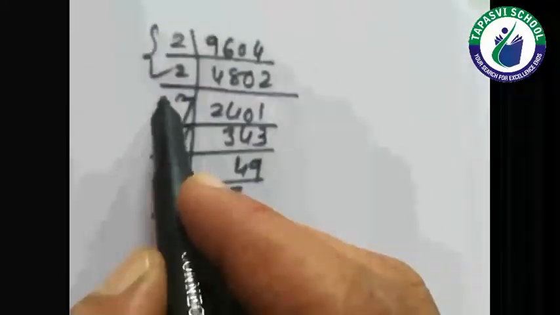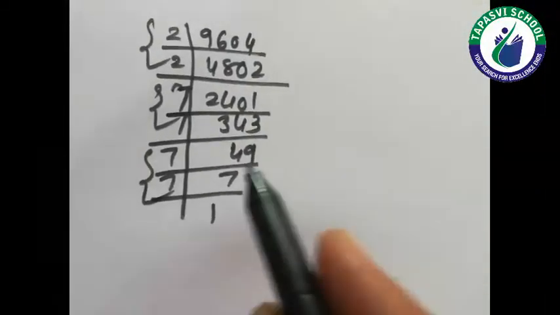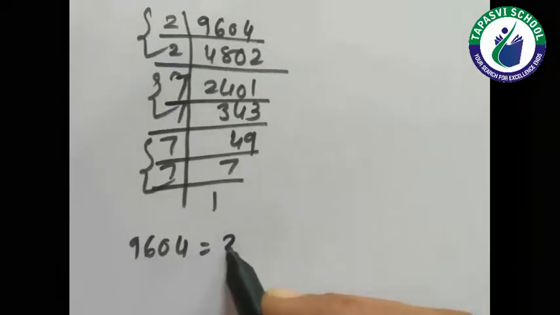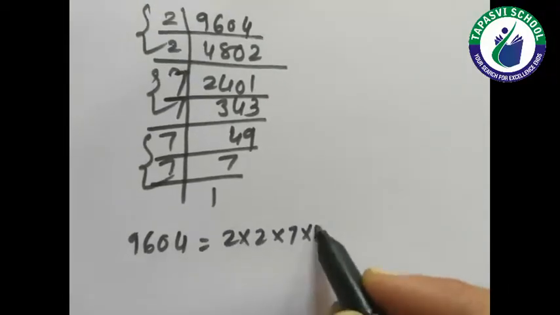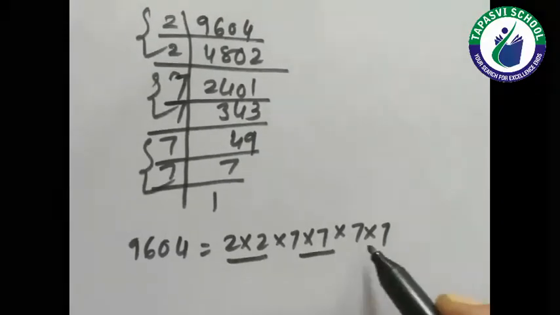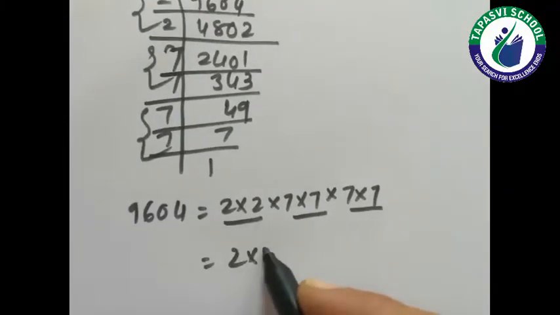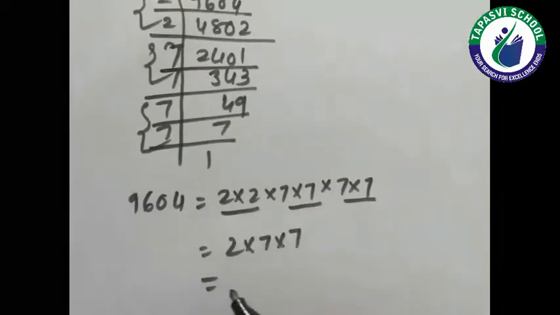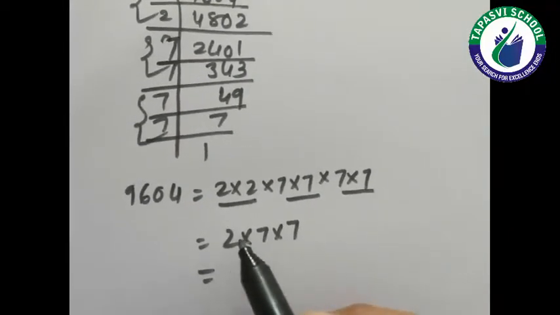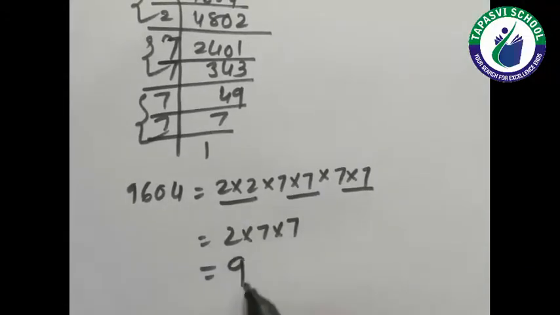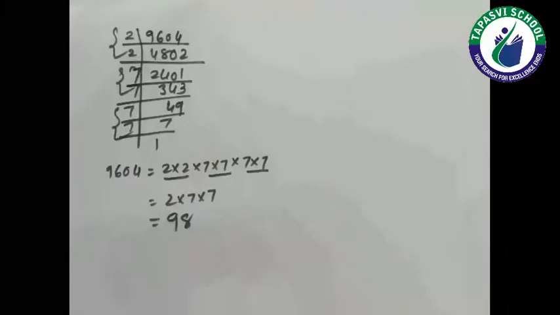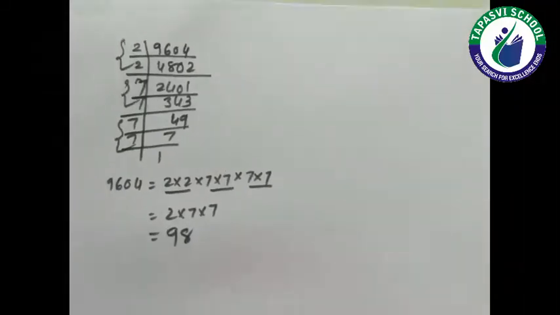Now a pair of 2, a pair of 7, another pair of 7. So 9604 is equal to 2 into 2 into 7 into 7 into 7 into 7. So here it will be 2 into 7 into 7. By multiplication, 7 sevens are 49, 49 twos are 98. So in this way, students, you will get the square root of the given number.